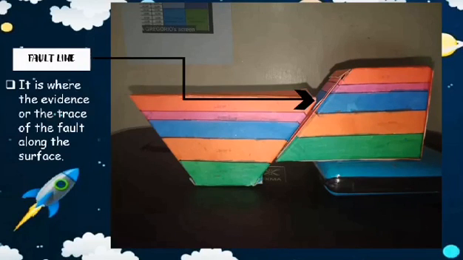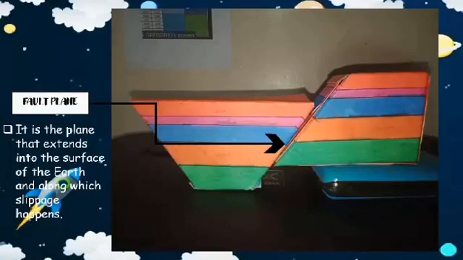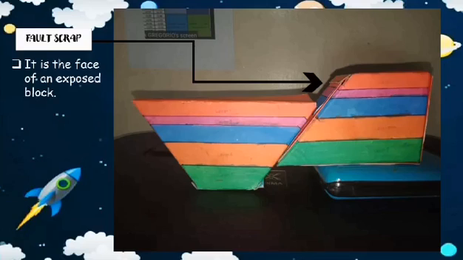The next one is the fault line. It is where the evidence or the trace of the fault is found along the surface. The fault plane is the plane that extends into the surface of the earth and along which slippage happens. And lastly, the fault scarp. It is the face of an exposed block.